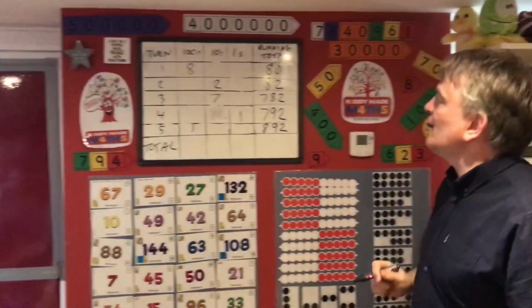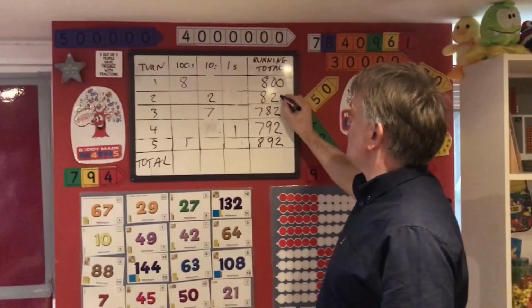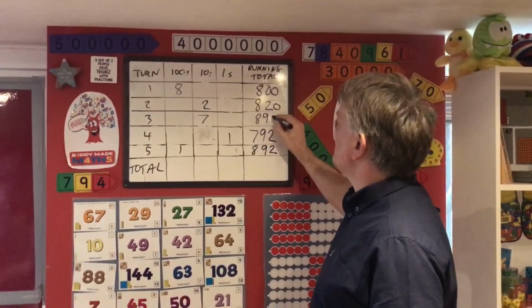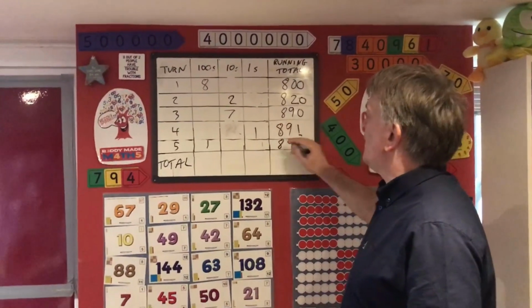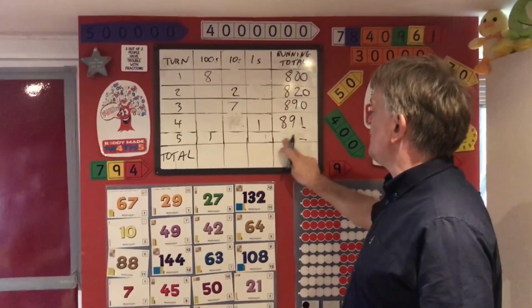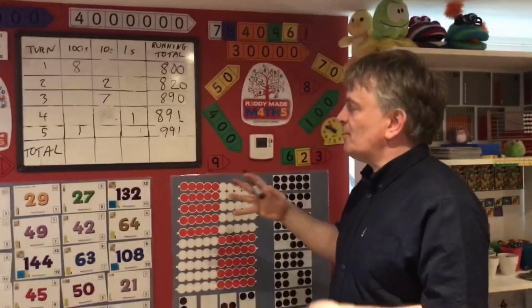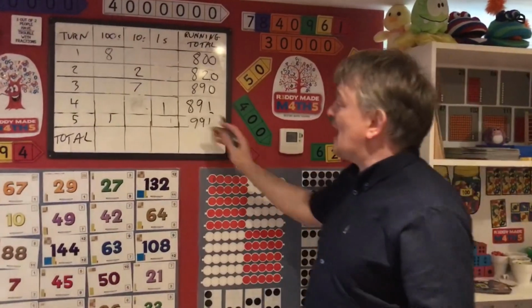then what we can see happening here is, look at the total, that will be 800, I'll then have 820, I'll then have 890, 891, and finally 991. So I could have got much, much closer and have rearranged them in different ways. Other people like to try and get as close as possible, and we're actually 9 away there.